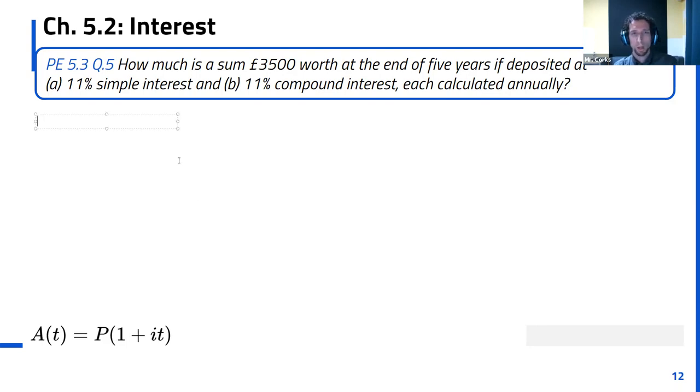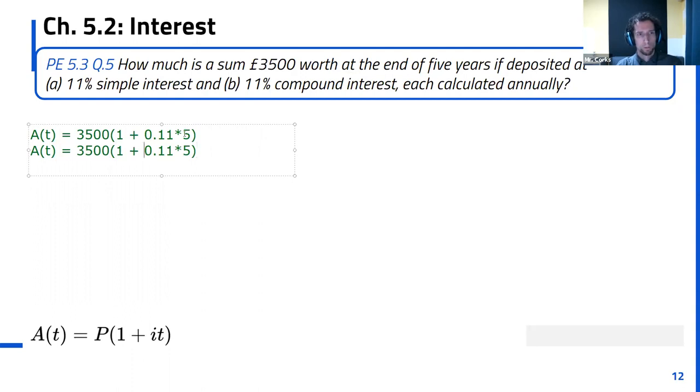So our first one here, pretty straightforward. We just have all the parts, throw them into the formula and see what we get. A_T is equal to 33,500 pounds here times 1 plus 0.11, so 11% as a decimal, and that times t, which is 5. So 1 plus 0.55, and 1.55. And then we go reach for our calculator to figure out what this is.